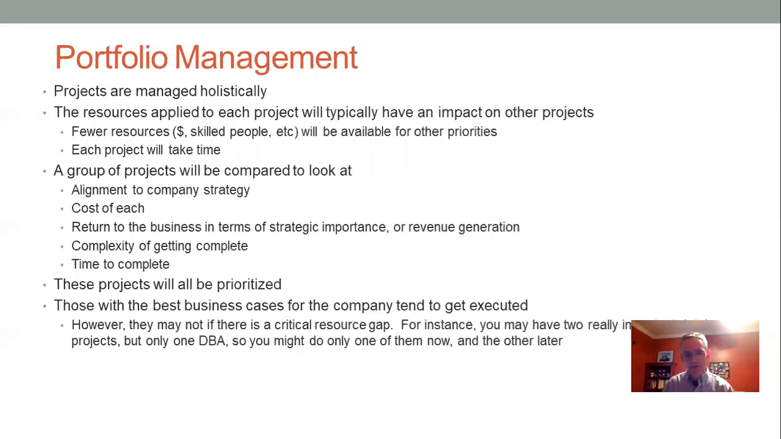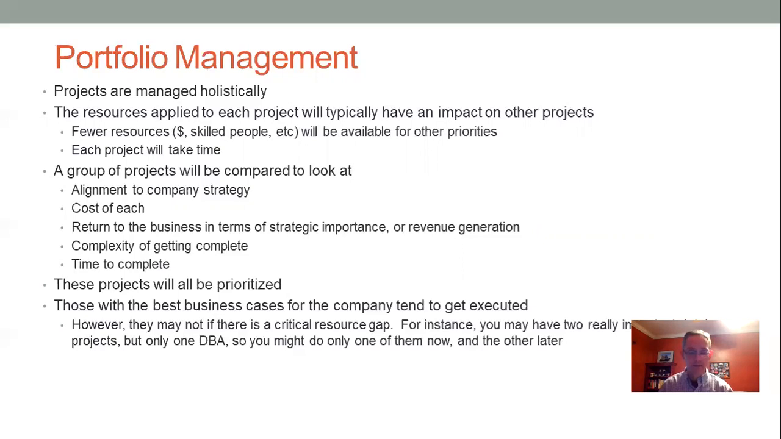So you look at that entire group of projects and you say, all right, across these, which are most aligned to company strategy? What is the cost of each one of these? What's going to be the return to the business in terms of our strategic importance, in terms of our revenue generation? What's the overall complexity for each of these to get them complete, and how long are each of them going to take? And then within that, you prioritize across that portfolio. What are the projects that we really want to make sure we're spending those resources on? Those with the best business cases, you look at those 5 areas, they'll create the business case. Those are the ones that are going to tend to get executed.